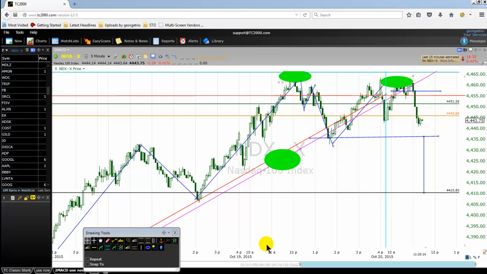Going to draw some line here. 4415, we'll see whether it's going to get there. And 4420. Now what am I doing? You want to understand, yes or no?